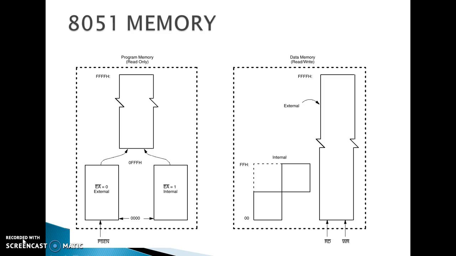In memory organization, we have 2 memories, program memory as well as data memory. Program memory is a read-only memory, data memory is a read-write memory. Program memory is ROM, data memory is RAM.